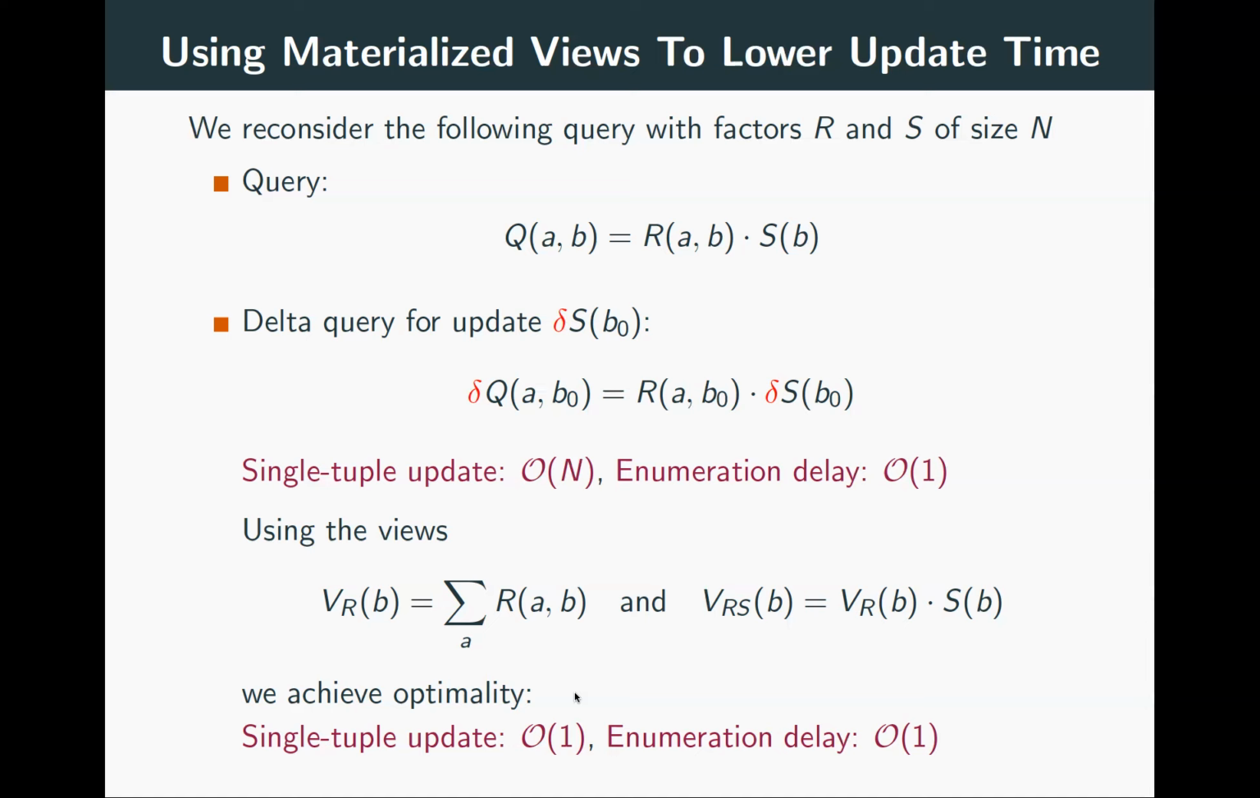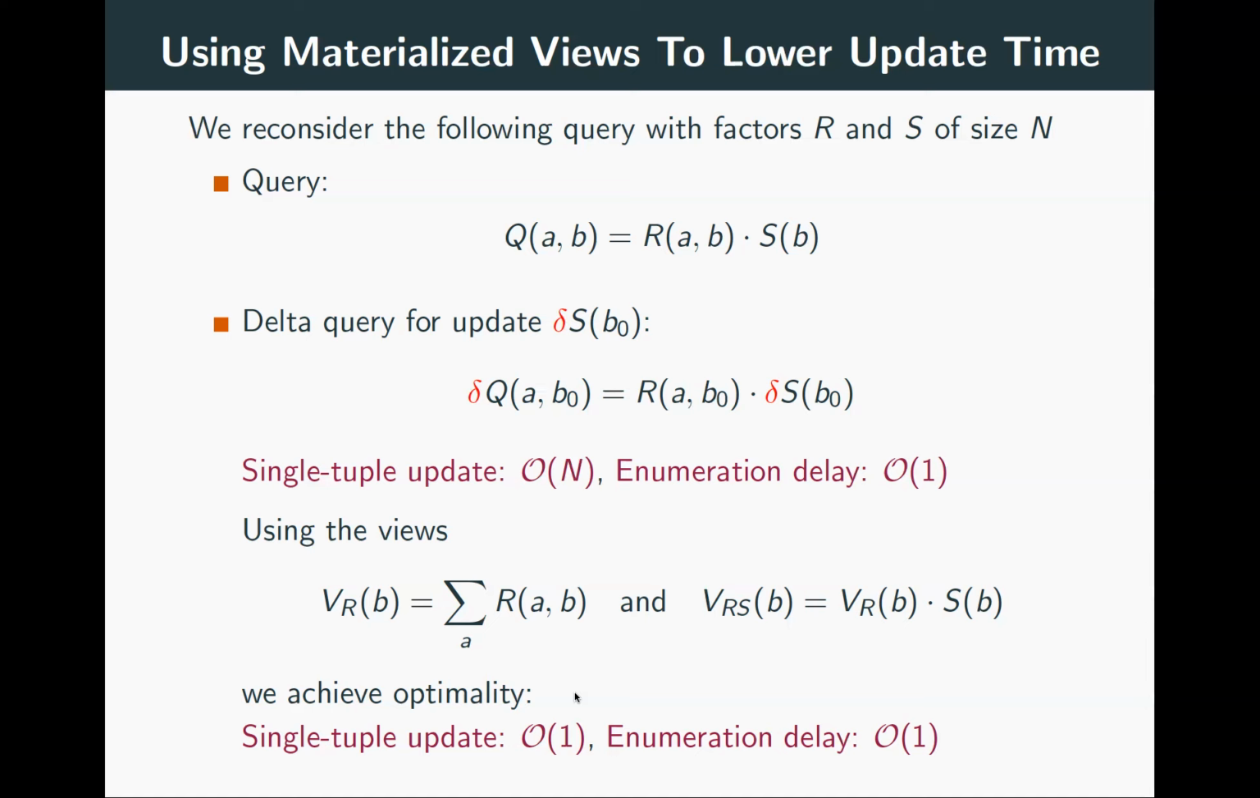I guess I'm looking at the delta update query. In the second line, I have delta S of B0. Can't I enumerate over everything in my delta in constant time? Yeah, so you are saying that for every delta, I eagerly enumerate, look up the index, and apply that? Yes. So imagine this situation.